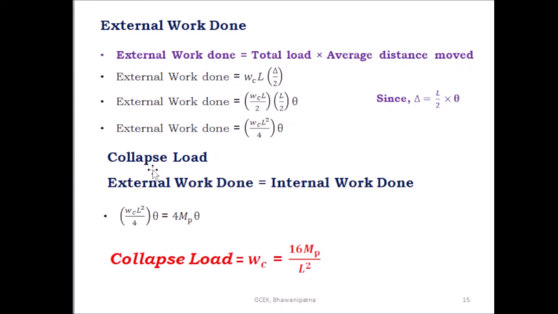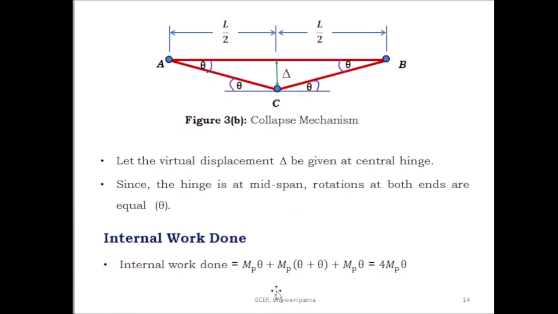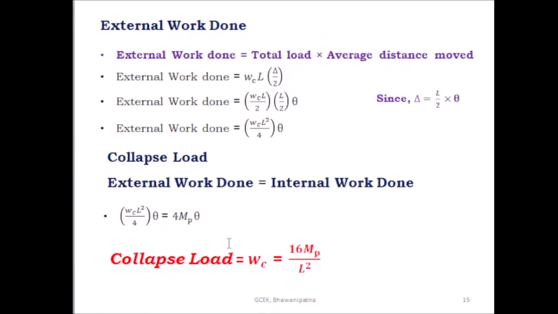Then the collapse load can be determined by equating the external work done with the internal work done. So the external work done is equal to WC L square by 4 into theta, and here we know the internal work done is equal to 4 MP into theta. Then after simplification, the collapse load WC is equal to 16 MP divided by L square. So this is the collapse load of the fixed beam subjected to the uniform distributed load.